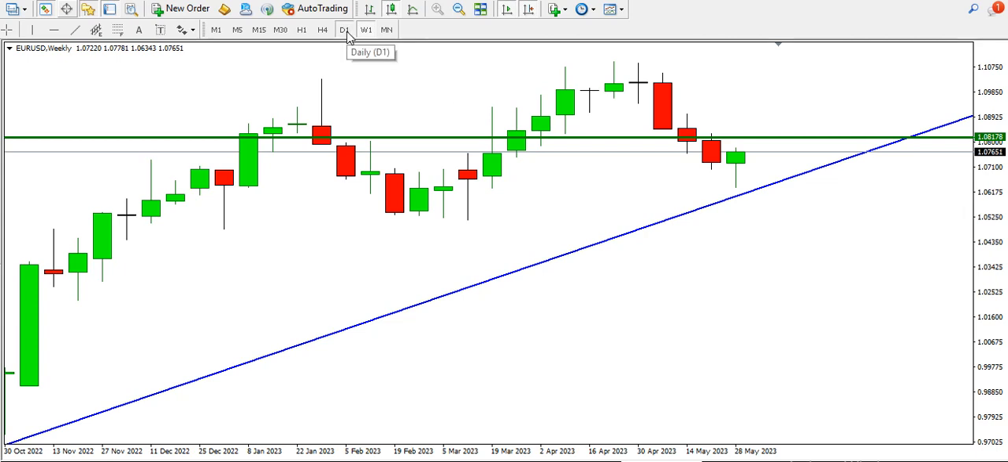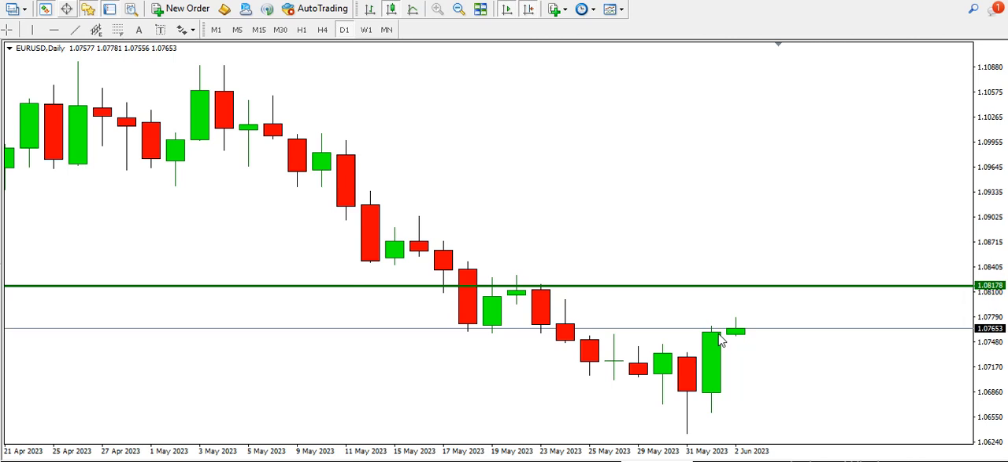On the daily time frame, we can see that the body of yesterday's candle has engulfed the body of the previous day's candle, and we can see price trying to push up. We have a range breakout, a structural breakout around here. So we can see price trying to push up to the 1.08178 level. That might be the target for today. We might see price moving up today.